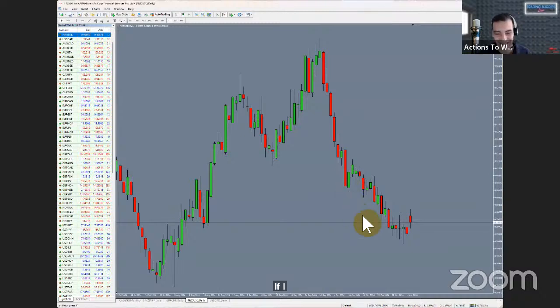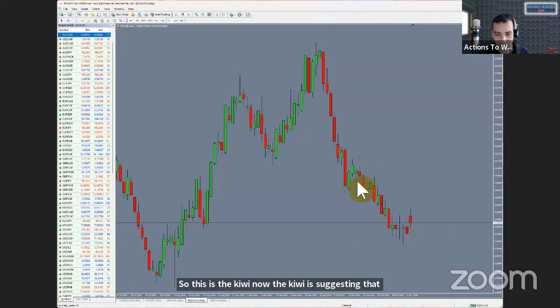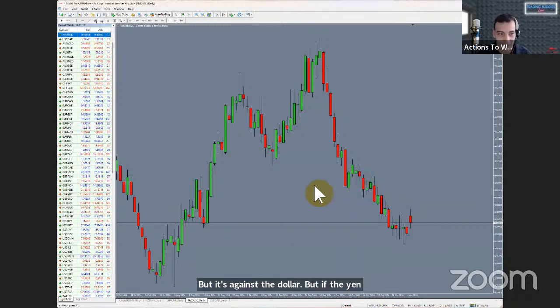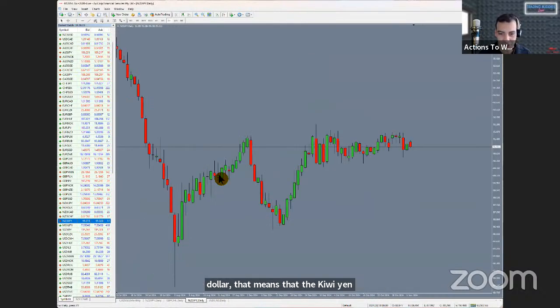So this is the Kiwi. Now the Kiwi suggesting that it's a sell, but it's against the dollar. But if the yen is a buy against the dollar and the Kiwi's a sell against the dollar, that means that the Kiwi yen is where we should be looking for a short.